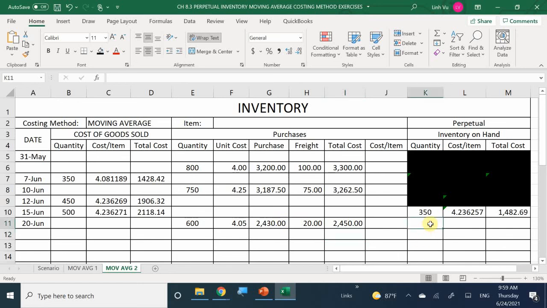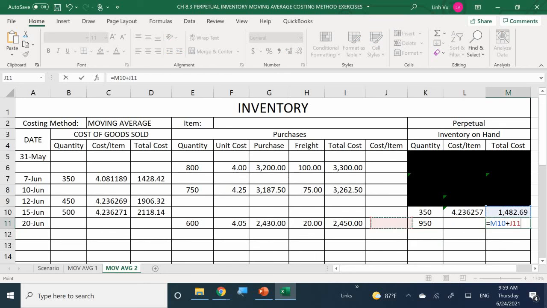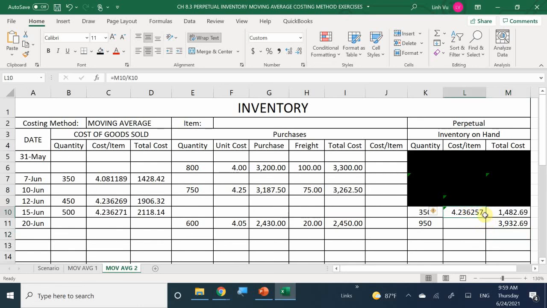So what's my new total quantity? 950. Okay. What's my new total cost? $39.32.69. Okay, excellent. And last but not least, what is my new average cost per item now that I purchased more inventory? 4.139673. Good.